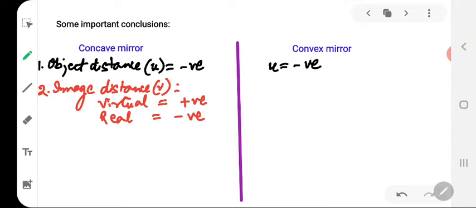Now in a convex mirror, the image is always formed on the right hand side behind the mirror. So the image distance for a convex mirror is always positive. Why? Because it always forms a virtual image.